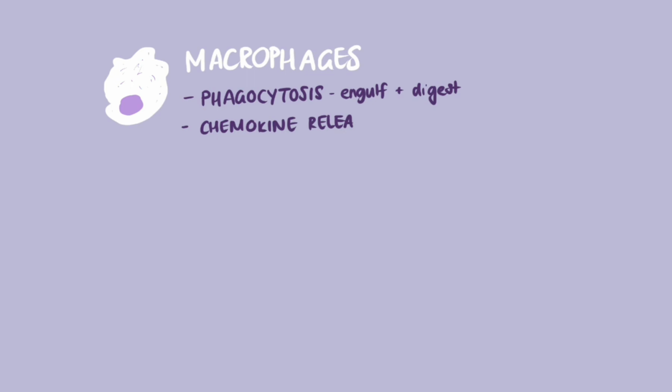So we'll first talk about macrophages and their response. They respond by phagocytosis, which is basically where they engulf and digest pathogens. They also release chemokines, which attract other immune cells to the site of infection. And they also have important links to the adaptive immune system, which we'll discuss in the next video.